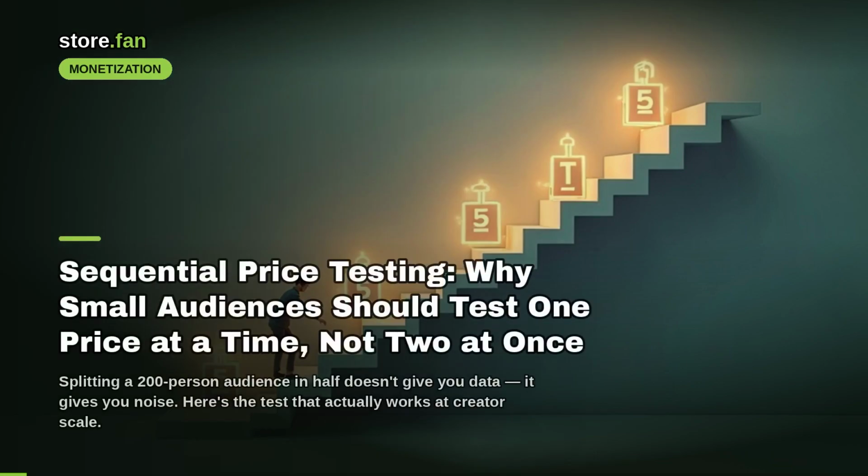Sequential price testing. Why small audiences should test one price at a time, not two at once. Splitting a 200-person audience in half doesn't give you data. It gives you noise. Here's the test that actually works at creator scale.